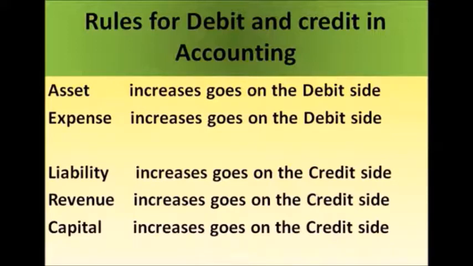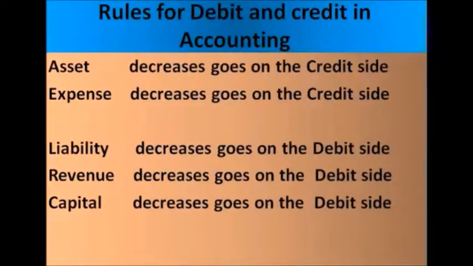Moving on to the rules again, when the asset decreases, it goes on the credit side. When the expense decreases, it goes on the credit side. When the liability decreases, it goes on the debit side. When revenue decreases, it goes on the debit side. And if capital decreases, it goes on the debit side. Now this is just a simple thing which every one of us needs to remember.